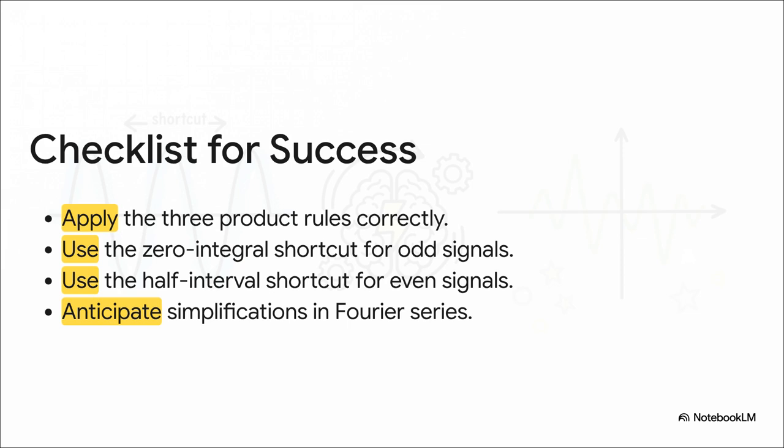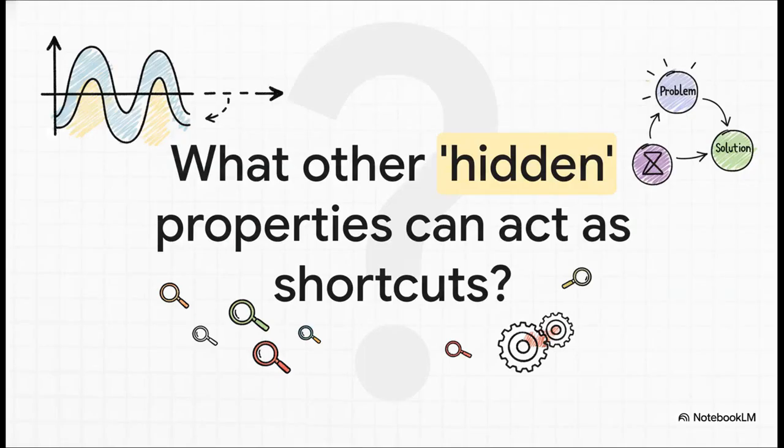And finally, just keep this in the back of your mind. How is all of this going to be a massive time saver? Mastering symmetry is really just the first step. What it proves is that by really understanding the fundamental properties of a signal, you can find these incredibly elegant and efficient ways to solve problems. So as you keep going in this course, I want you to always be asking yourself this one question. What other hidden structures are out there that I can use to work smarter, not harder?